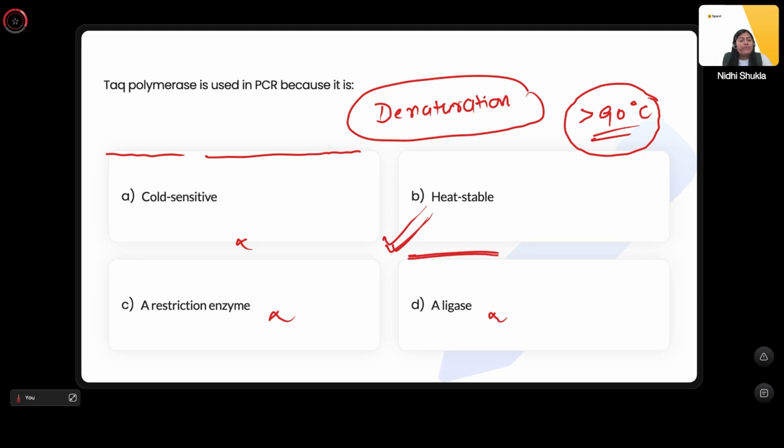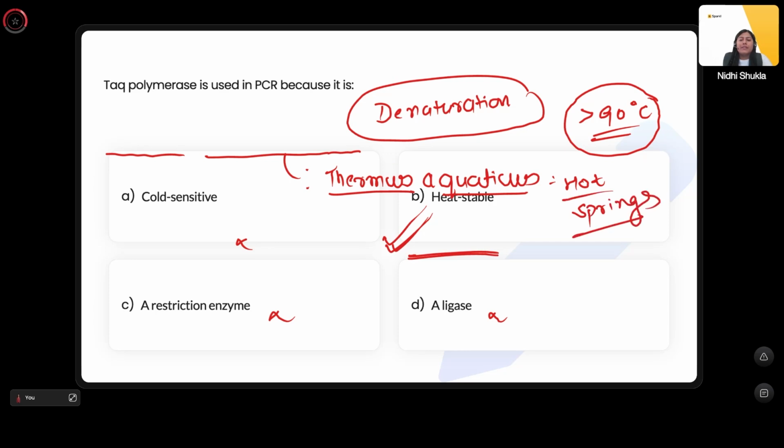Because in PCR you have the step of denaturation where you provide very high temperatures, you require an enzyme which can sustain this high temperature without getting disintegrated or becoming inactive. So Taq polymerase is heat stable and hence used in PCR. Taq polymerase is obtained from Thermus aquaticus, a bacterium found in hot springs. Taq polymerase occurs naturally in it, and it can tolerate high temperature.